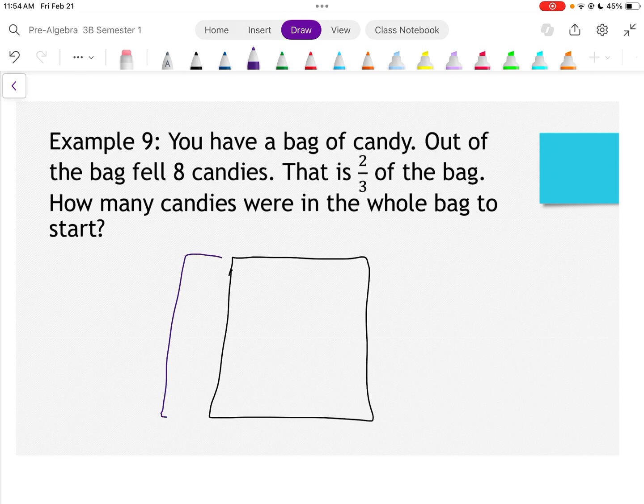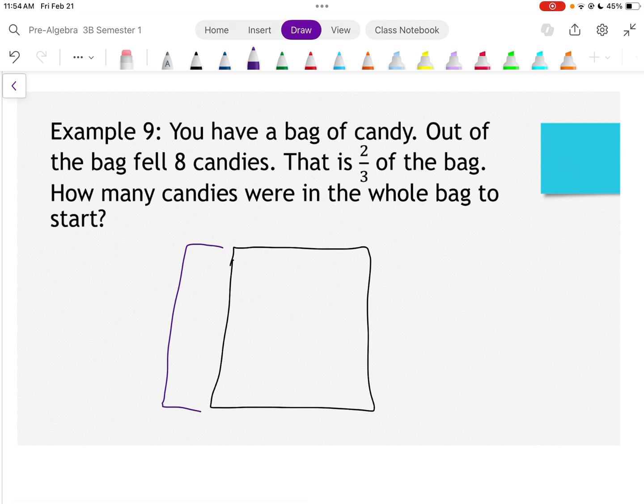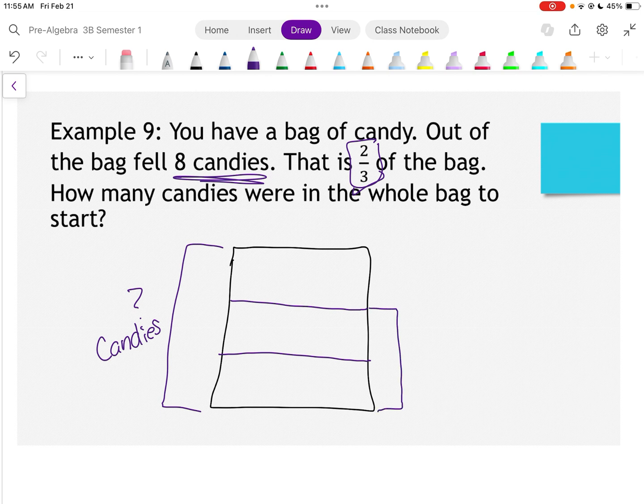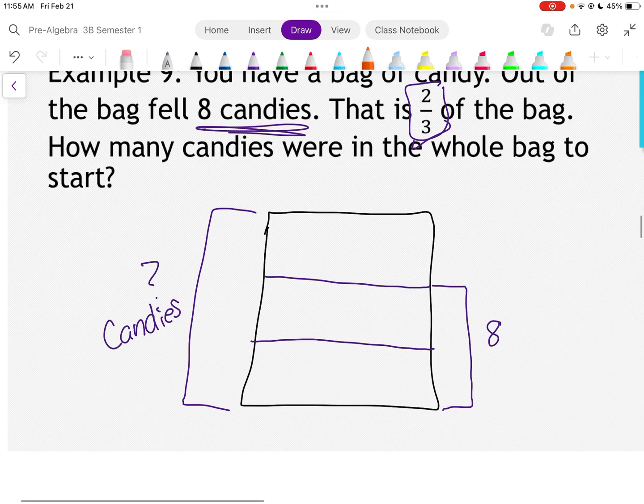We know all inside of this, we have all of our candies. This is what we are looking for. We want to figure out how many candies we have inside the bag. And they said 8 candies fell out, which is 2/3. So let's draw 2/3 inside of our bag. So we're going to split this into 3. And we know in this 2/3 there were 8. And each part has to have the same amount of candies. So we need to split that 8 into these 2 parts.